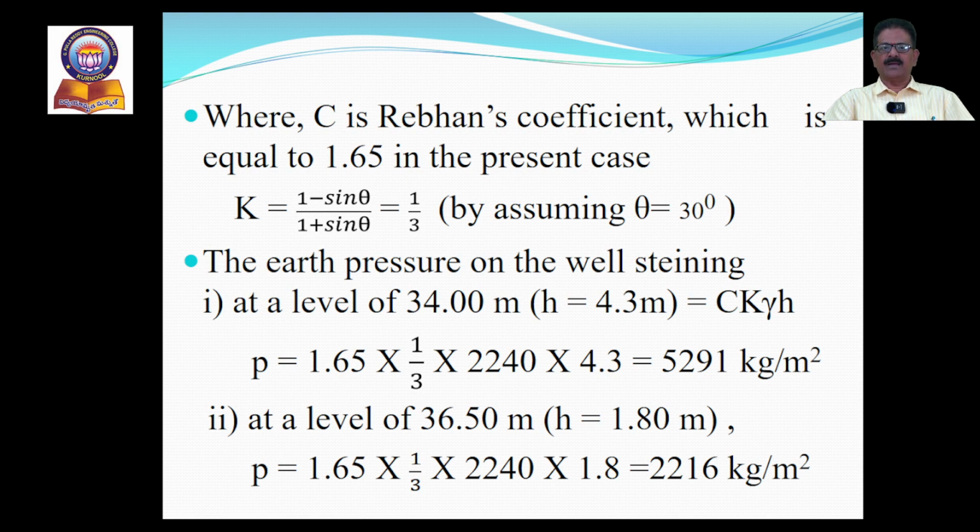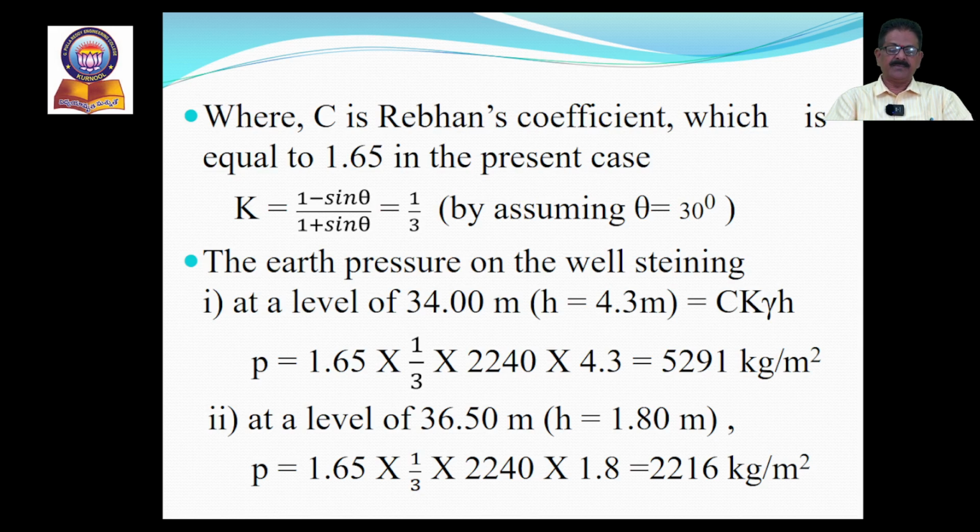So C, the Rebhann's coefficient, is to be determined from the graphical method, which is 1.65 in the present case, whereas K is 1 by 3. For most soils, K is like this only, 1 by 3. So by knowing or assuming these two constants, C and K, we can easily calculate the radial earth pressure at different levels. In the present case, we require this pressure at two different levels.